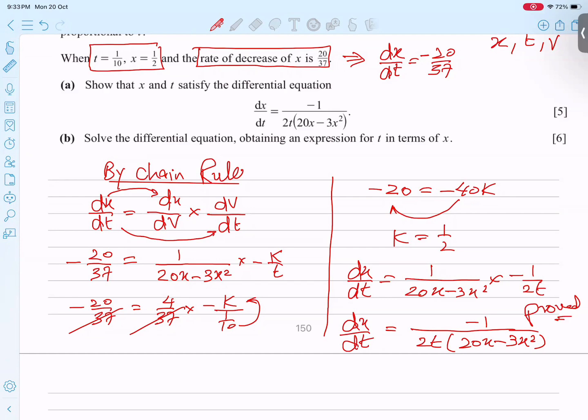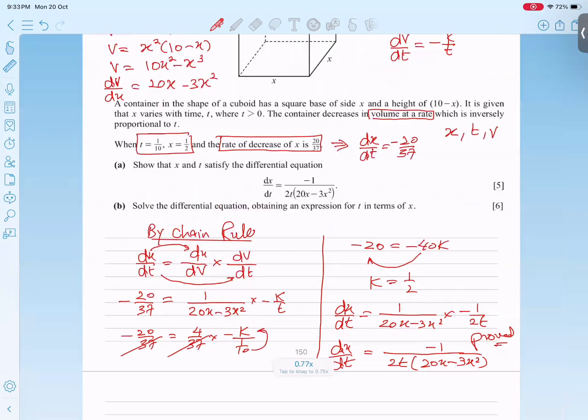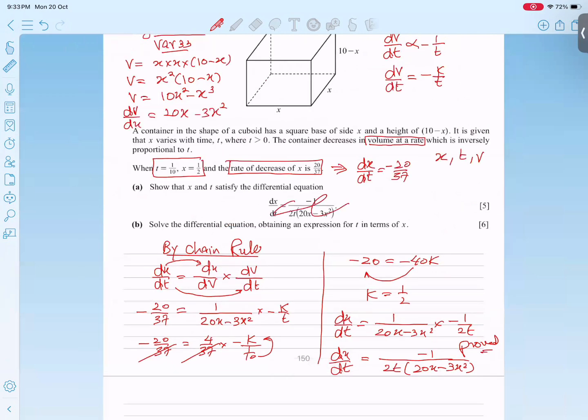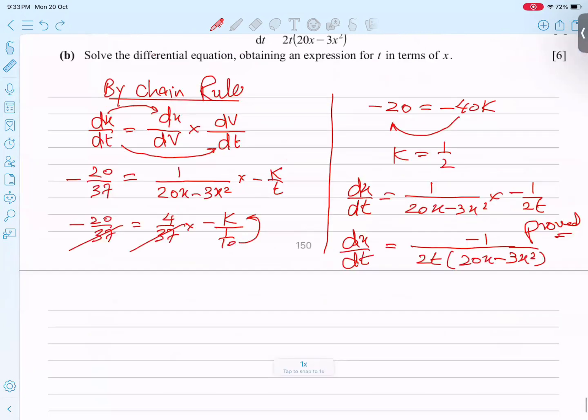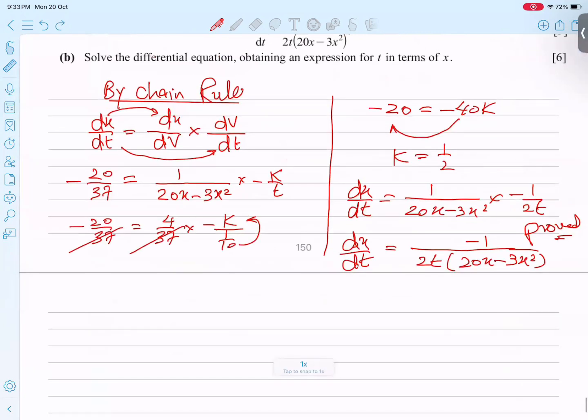In case in the exam you're not able to prove the first part, you can skip it and take this expression and prove part number 2, which I'm going to do now. Get ready, students. So step number 1, how to do the B part? We have to make a t expression, so t as the subject. What is the method? First of all, cross multiply to make t the subject.